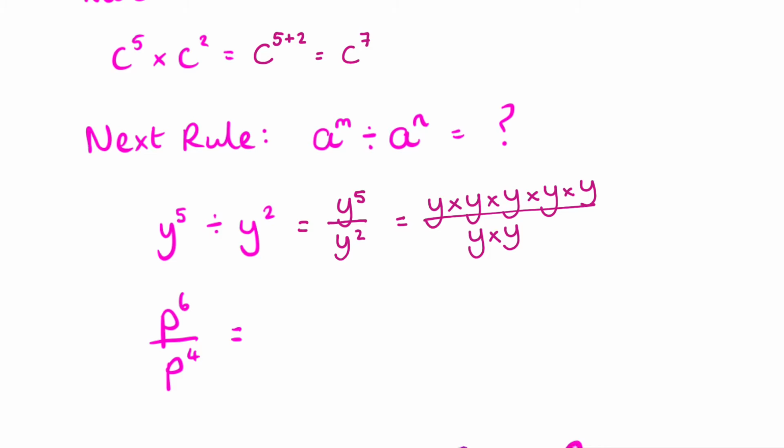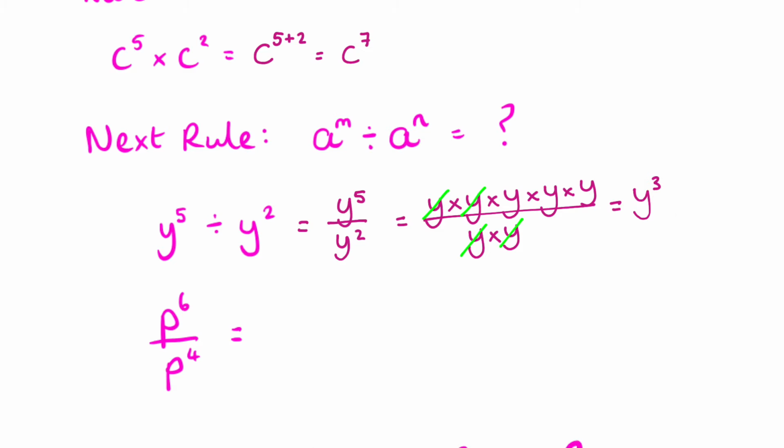Okay, now if you remember from cancelling fractions or simplifying fractions, you can divide top and bottom by the same amount, or you can cancel something on the top with something on the bottom. So basically what we can do there is we can cancel that y with that y and that y with that y. And what that leaves us with is y times y times y on the top, which is y cubed. Okay, so y to the power 5 divided by y to the power 2 is y to the power 3.